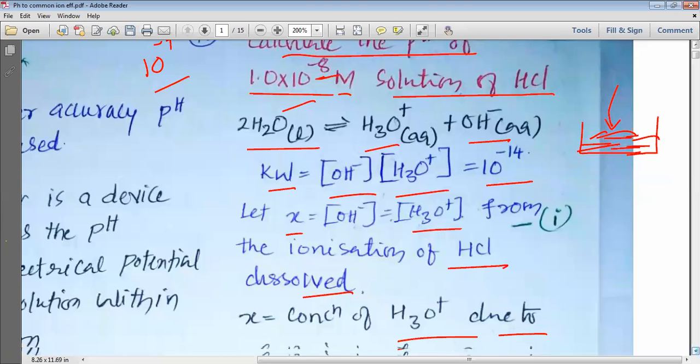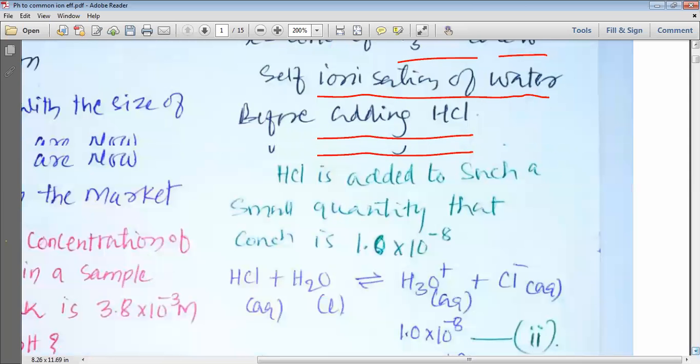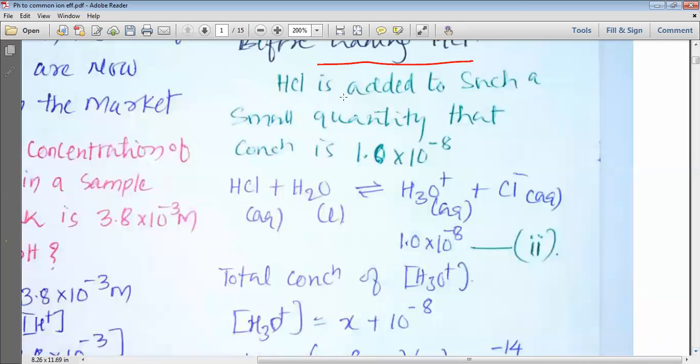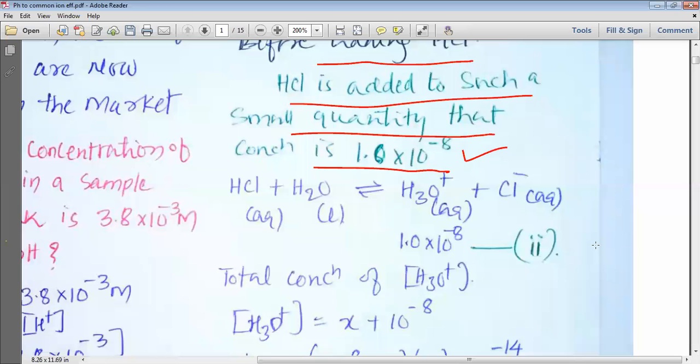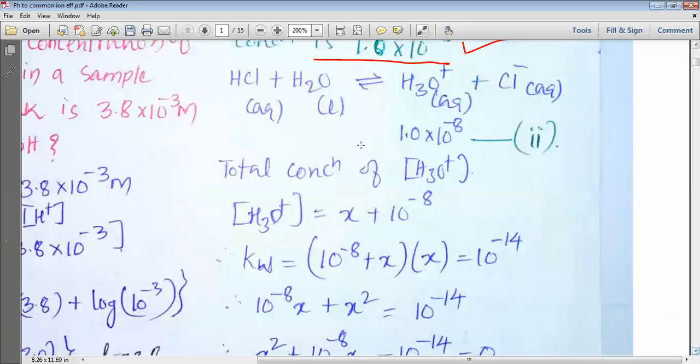So let us say X is the concentration of H plus when HCl was not added. Now what happens? The HCl is added in such a small quantity that the concentration becomes 1.0 into 10 to the power minus 8. So what happens, my dear students? HCl plus H2O gives H3O plus and Cl minus. This HCl actually ionizes to H plus and Cl minus, and that is how we get H3O plus and Cl minus. So the total concentration of H3O plus would be X plus 10 to the power minus 8, because 10 to the power minus 8 is the concentration of HCl that we have added to it.